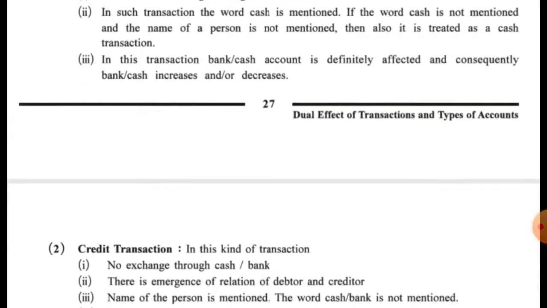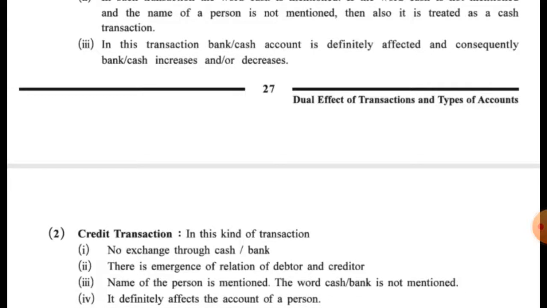Next, how to identify whether a particular transaction is a credit transaction. In this kind of transaction, there is no exchange through cash or bank. Naturally, if it is a credit transaction, the payment is not made immediately, so there is no exchange of cash or any kind of bank transaction, because at a later date you have to make the payment in case of a credit transaction.